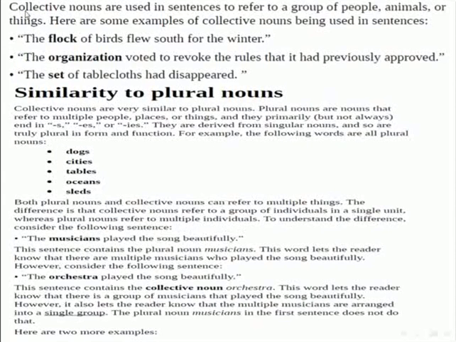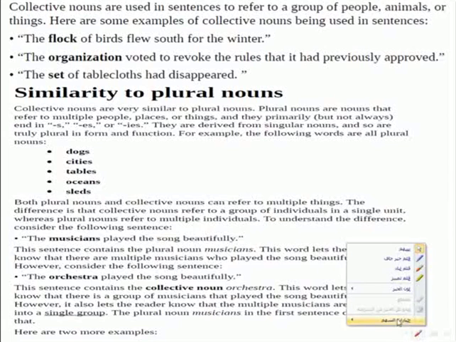What else here? We continue. Right. Collective nouns are used in sentences to refer to a group of people, animals, or things. Now, here are some examples of collective nouns being used in sentences. The first example, let me start.